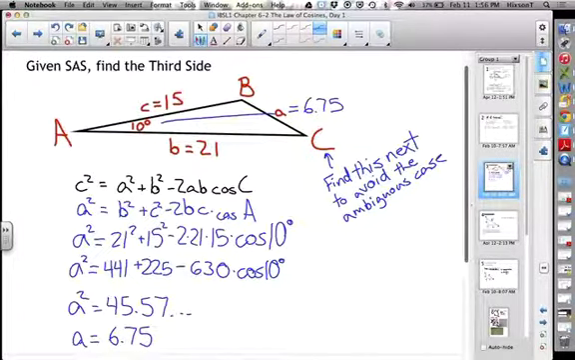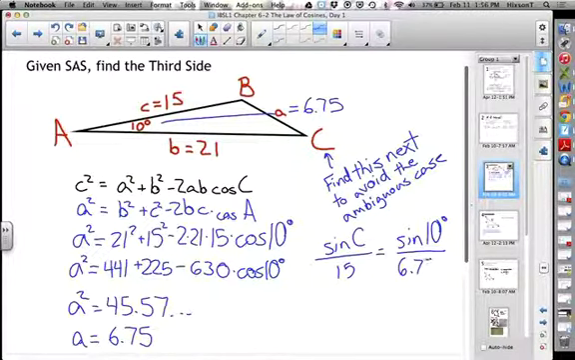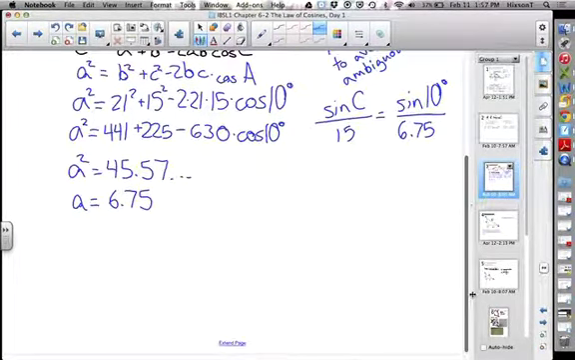So I find C by doing sine of C over 15 equals the sine of 10 over the 6.75. Okay. I do that because I know for a fact that C is going to be acute. Then I'll just subtract to figure out angle B. Okay? So does everyone understand the law of cosines?